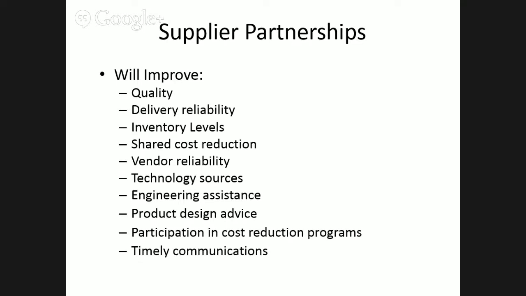Shared cost reduction. That means that if your supplier can save a little money in his process or get stuff a little cheaper at a better quality, he's supposed to make your stuff cheaper. I don't know how often that works, but if he gets a deal, you're supposed to get a deal. Does that make sense? That's how that works.